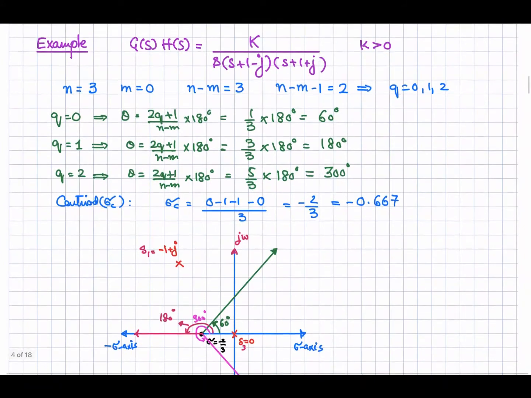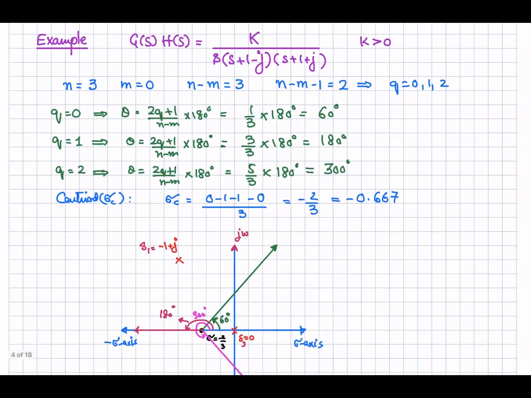G(s)H(s) is equal to this transfer function. In this you can see there are two complex poles. One pole is this one, and the second pole is this one, and this is the complex one. The gain k is positive. One pole is sitting at 0. So we want to sketch the root locus.